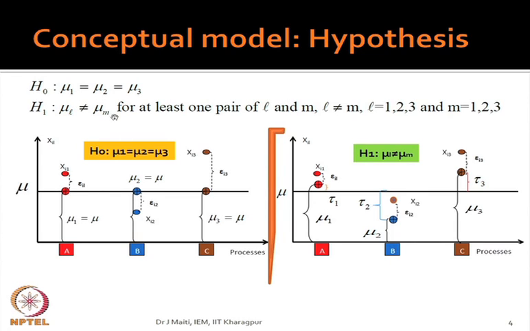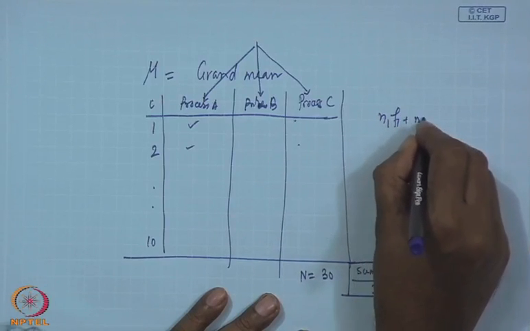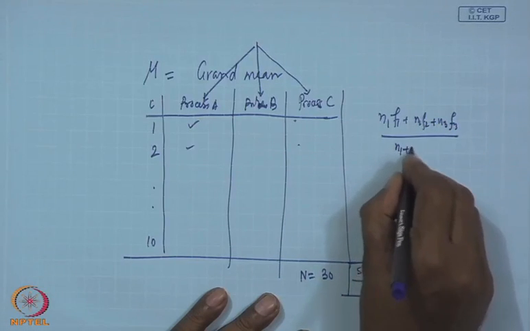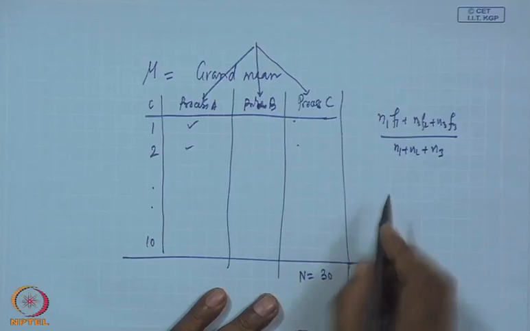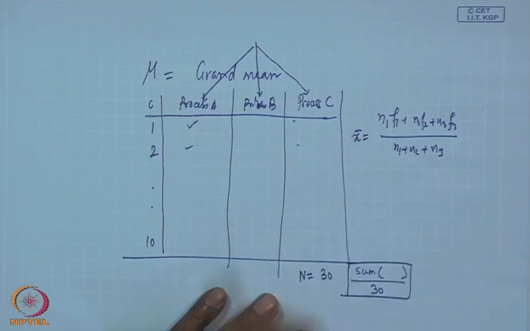Because what is the group mean calculation? I think all of you know: N1 F1 plus N2 F2 plus N3 F3 divided by N1 plus N2 plus N3, that is the group mean. Okay. If you calculate the group mean, this is the formula.